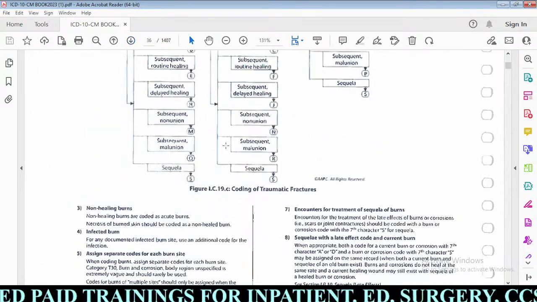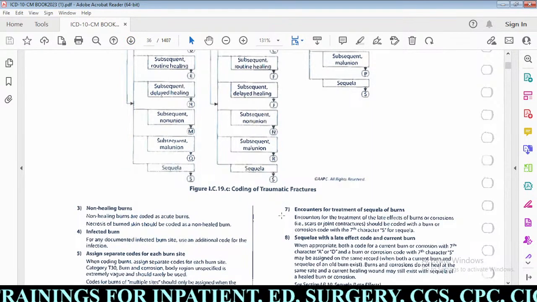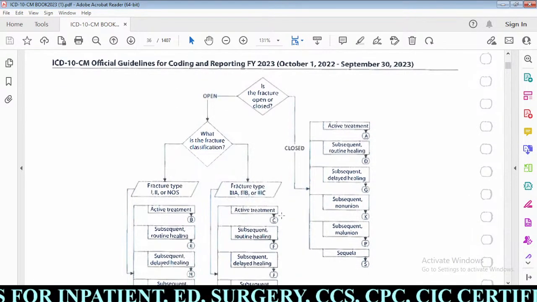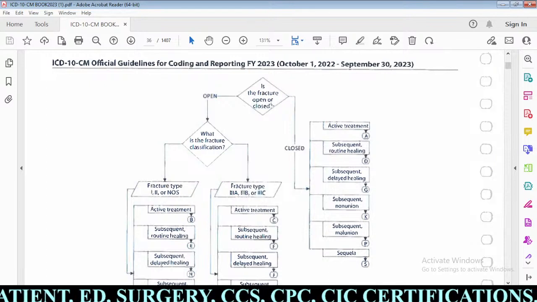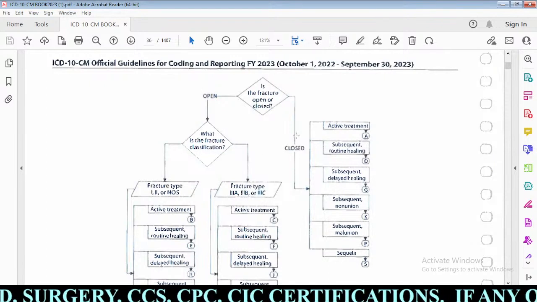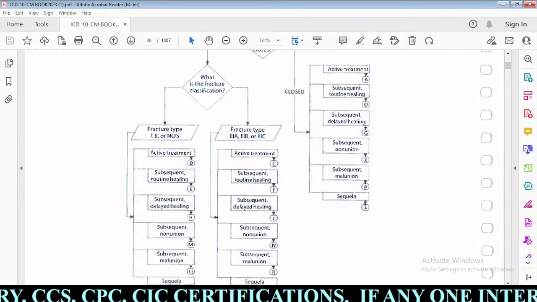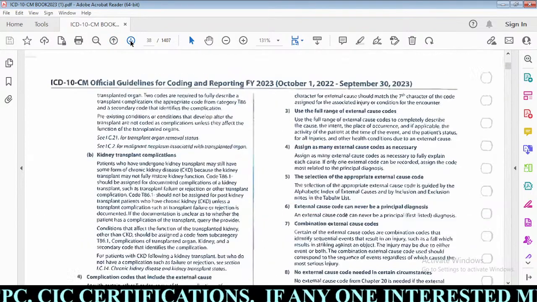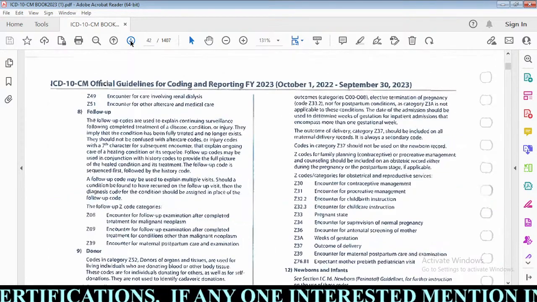So here also we have one decision tree, coding for traumatic fractures. You need to check all these things. For example, is the fracture open or closed? If it is open, we need to follow this tree. If it is closed, we need to follow this tree. Like that, you need to follow the book. You need to follow your coding books before going to the exams.